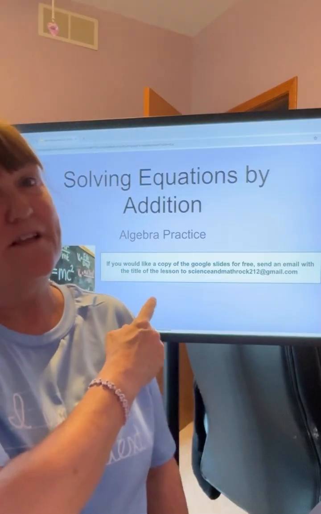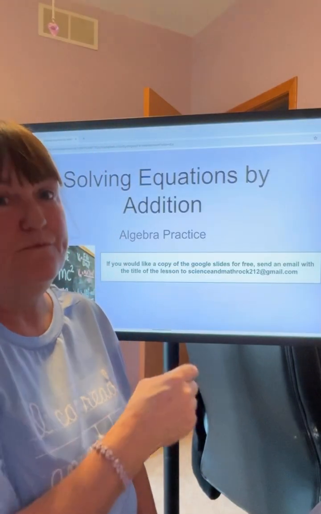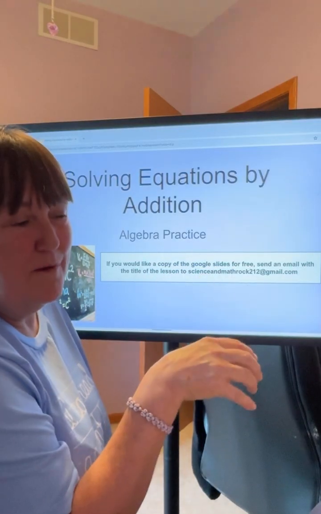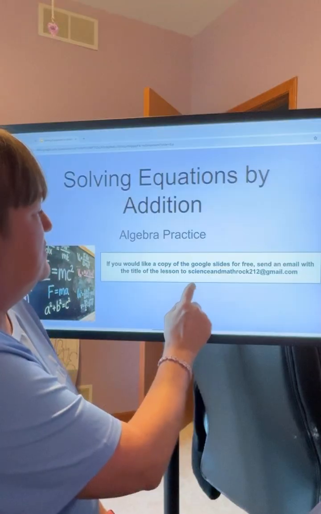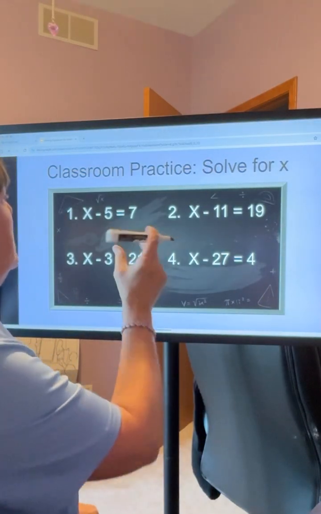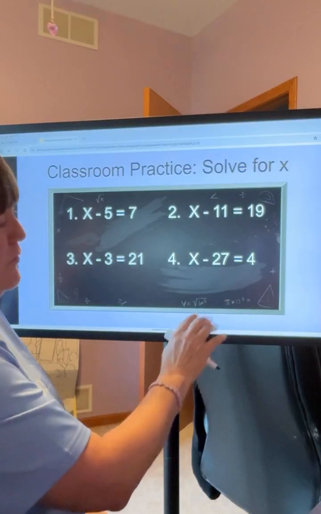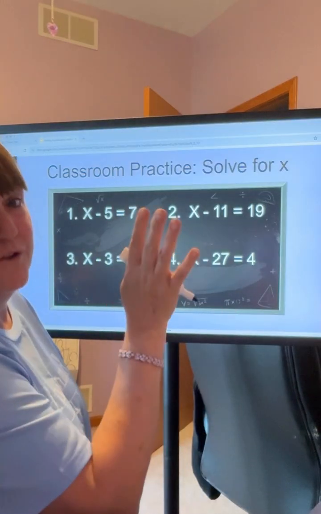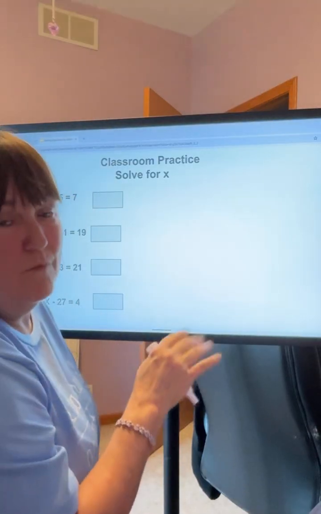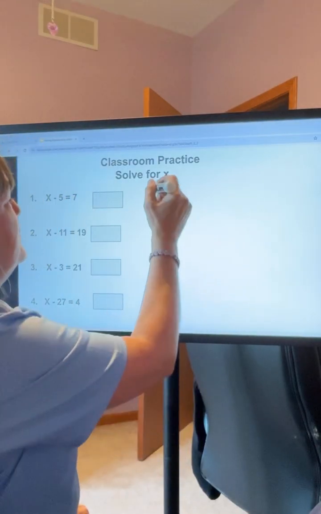We are going to be solving equations by addition. If you want to follow along to do the problems, just pause the video. I have them on a chalkboard, like what the teacher would present on the board, and then I have it on white paper for the students to do.